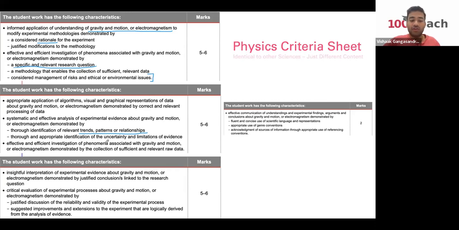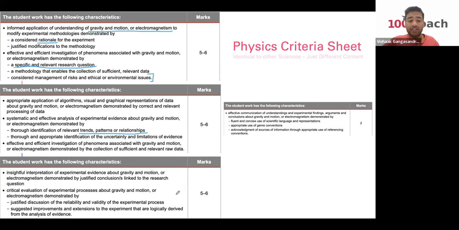And through an appropriate identification of the uncertainty and limitations of evidence, actually state what the uncertainty is, absolute uncertainty, percentage uncertainty, and then link that later to the limitations of evidence that led to it. Okay. An effective and efficient investigation of phenomena demonstrated by the collection of sufficient and relevant raw data. So this is pretty much, does the data you collect actually address the research question and the phenomena of the research question that you're hoping to express? Maybe have a point there talking about the validity of the claim. So this is really where you talk a little bit about the validity of your claim. To say that, okay, this is the data we got. This is how valid it is to the claim and the research question.